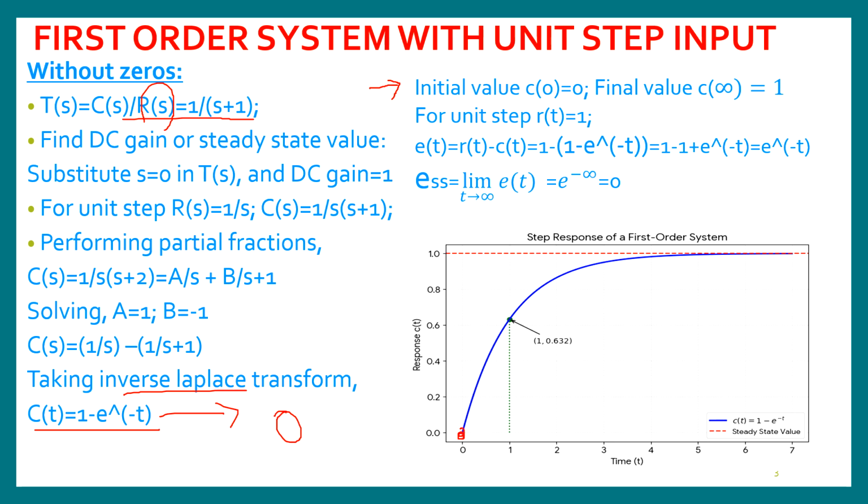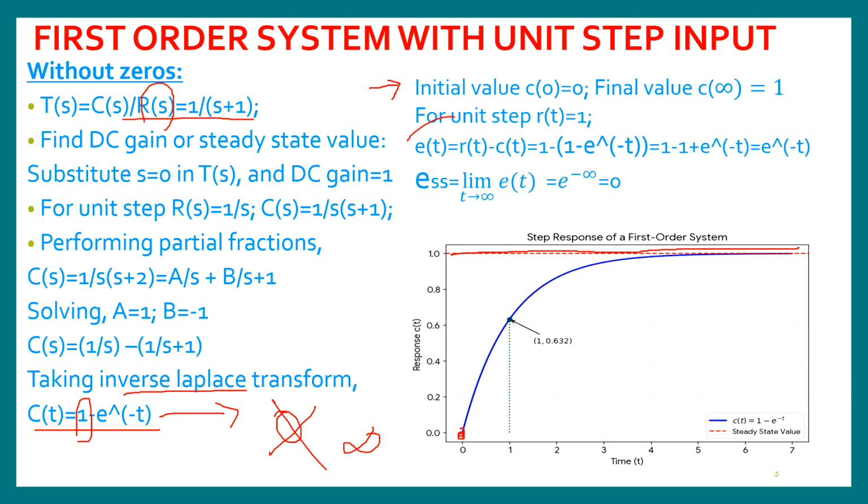So let us calculate my final value by substituting t as infinity. So what is e power minus infinity? It will become 0. My final value would become 1. So it means my plot will settle at a final value of 1. So this is a plot without adding any zeros, right?